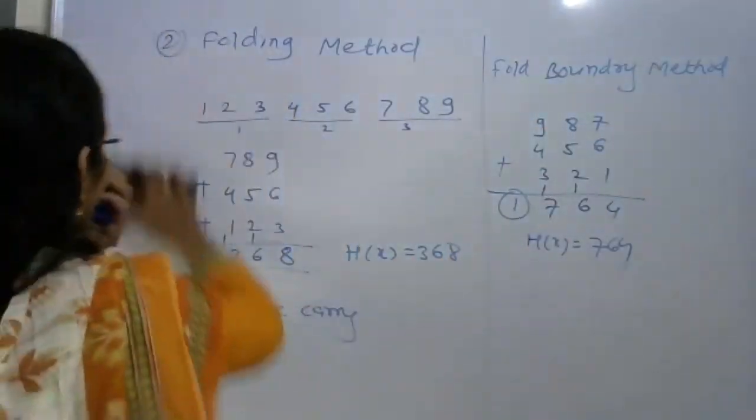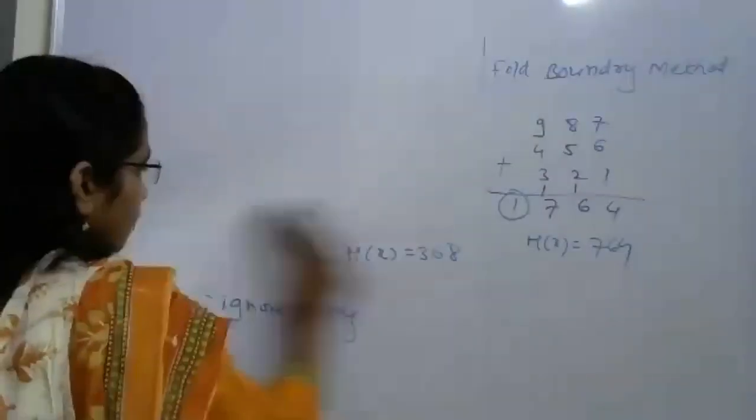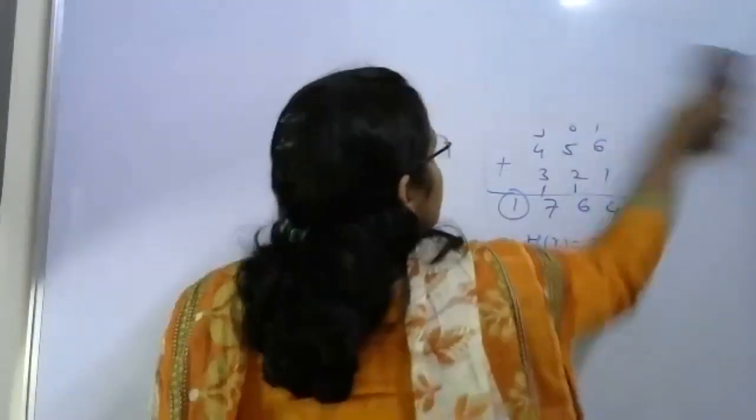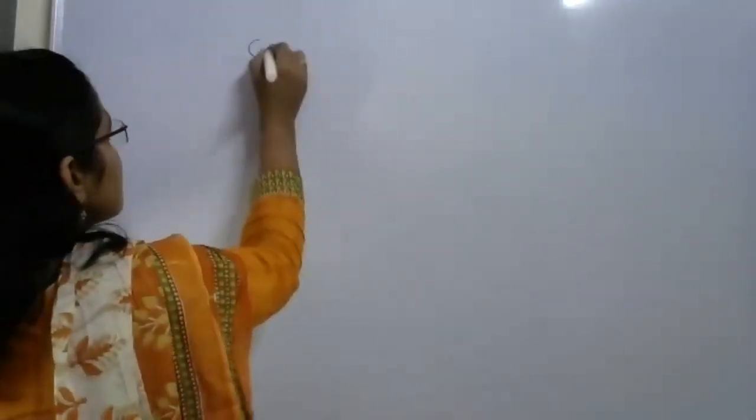Now the next topic is collision. What do you mean by collision? Suppose the identifiers have the same alphabet, then there is a possibility of generating the same address. And if more than one identifier generates the same address, then collision occurs.